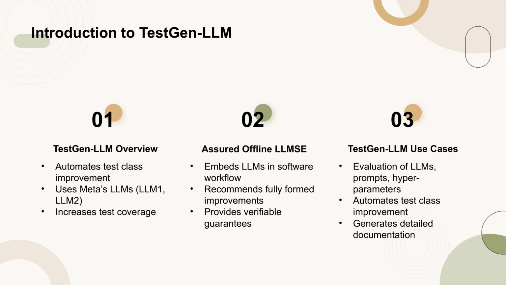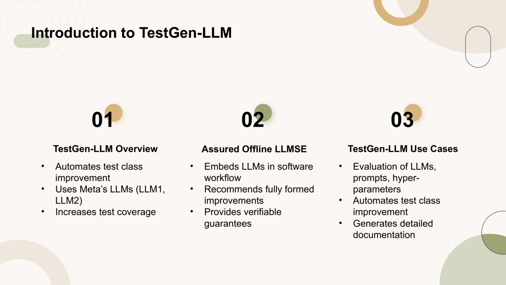TestGen-LLM is an automated tool developed to enhance unit test generation for Android code. It employs two of Meta's large language models, LLMs, to extend existing Kotlin test classes by generating additional test cases that cover previously missed corner cases and increase overall test coverage. This tool exemplifies assured offline LLM-based software engineering, or assured offline LLMs, embedding language models into a larger software engineering workflow to recommend fully formed software improvements with verifiable guarantees.